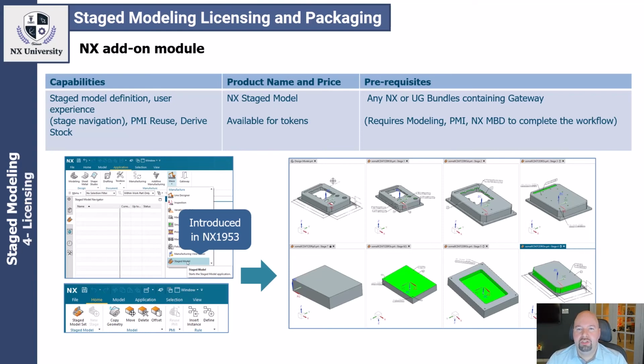The product name and pricing here. Our product name is NX Stage Model. You can reach out to us here at Swoosh if you want pricing on that product. This is also available to be used with tokens. If you have not heard of the token system, you can buy a pack of 50 or 100 tokens. If you need to open up stage modeling, it's going to pull the number of tokens required from the pool of tokens. Once you're done with stage modeling, you can close the stage modeling application down. It places those tokens back into the pool. Now another user can open up their software, use stage modeling, and pull those tokens from the pool. So that is available with tokens as well.